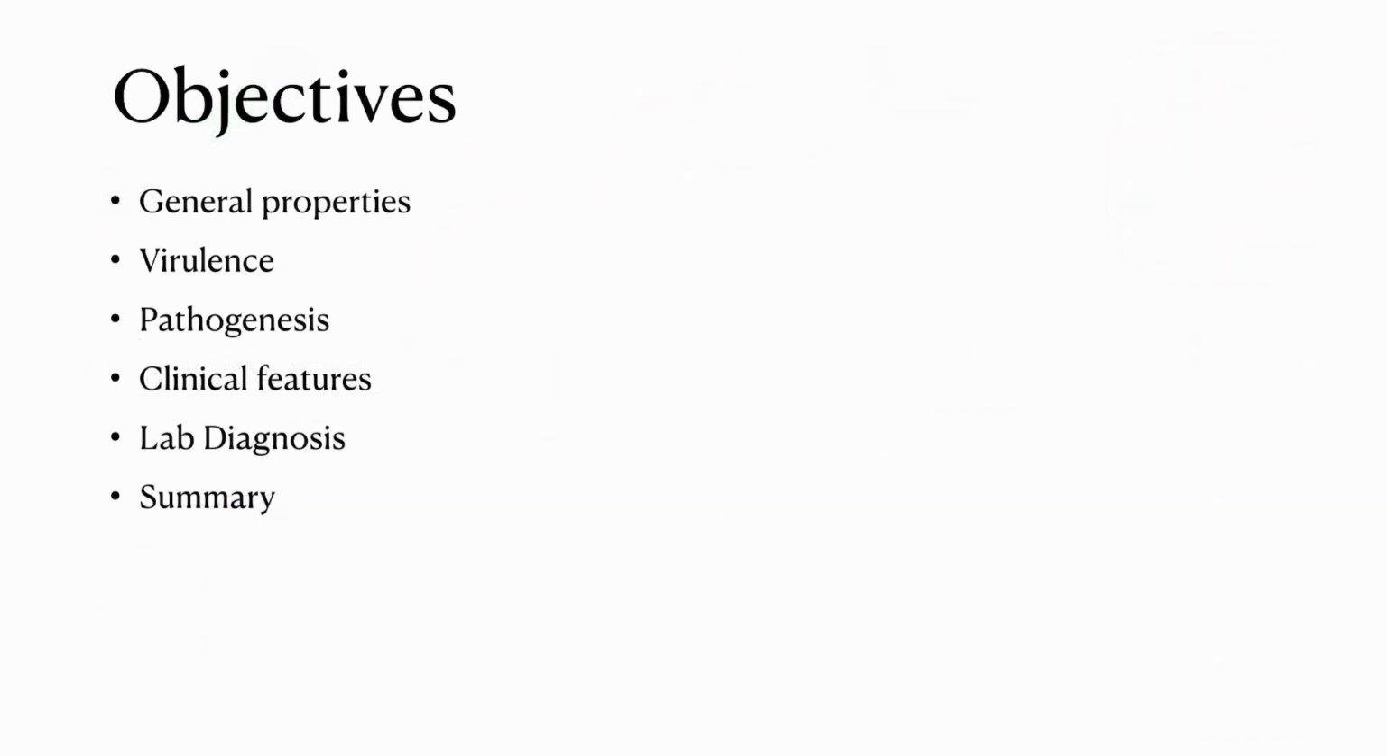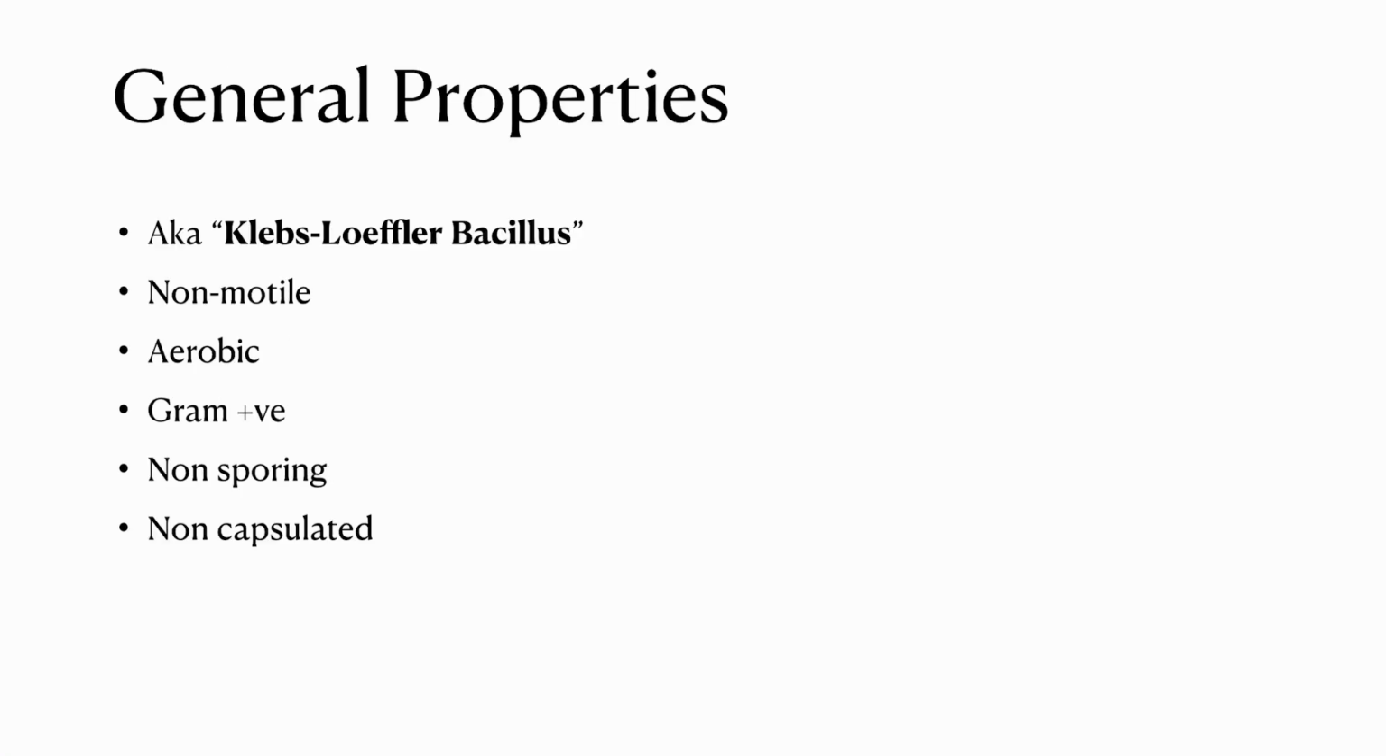So our objectives in this video would be to learn about some general properties about the Corynebacterium diphtheria, its virulence factor, the pathogenesis of the disease, clinical features, the laboratory diagnosis, and at last we'll be summarizing the whole video. So, starting with general properties.